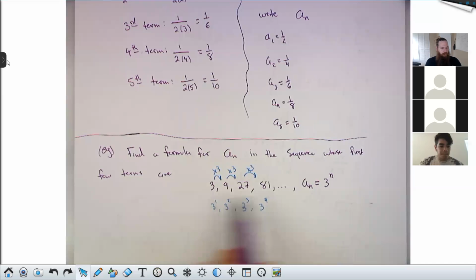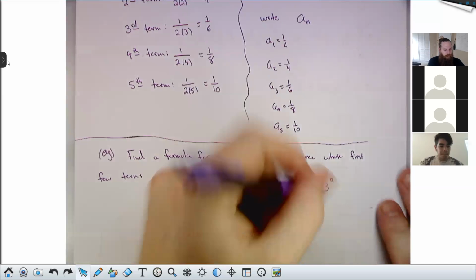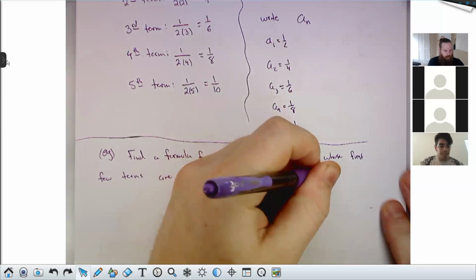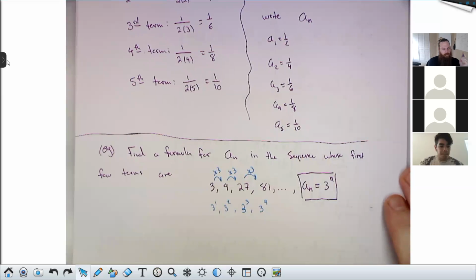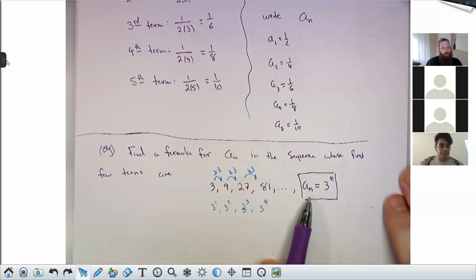First, any questions about this formula, how we get a_n equals 3 to the n out of this? It's really just a pattern recognition thing. 3 to the 1, 3 to the 2, 3 to the 3, 3 to the 4. Oh, okay. So in general, it's 3 to the n.